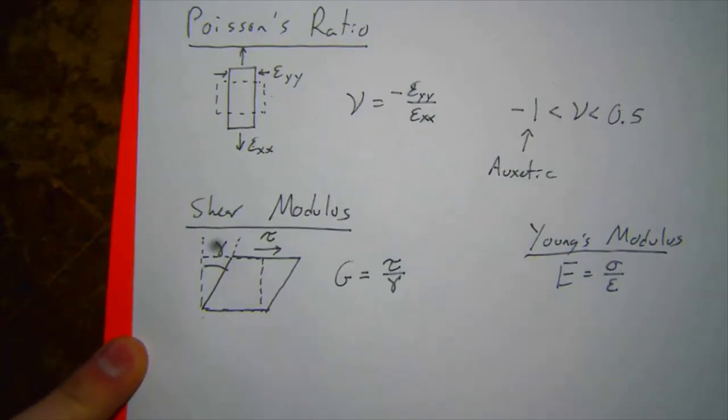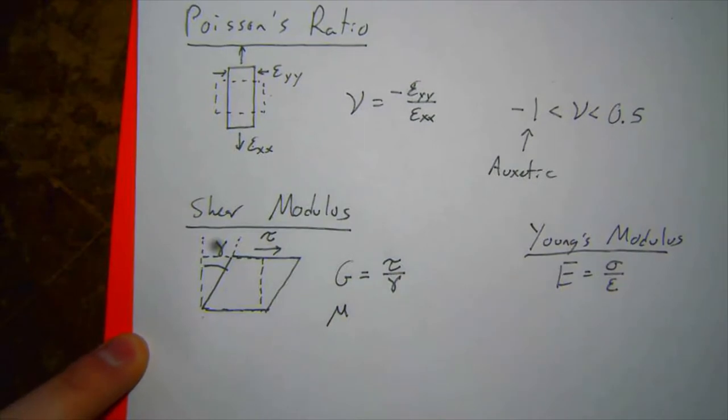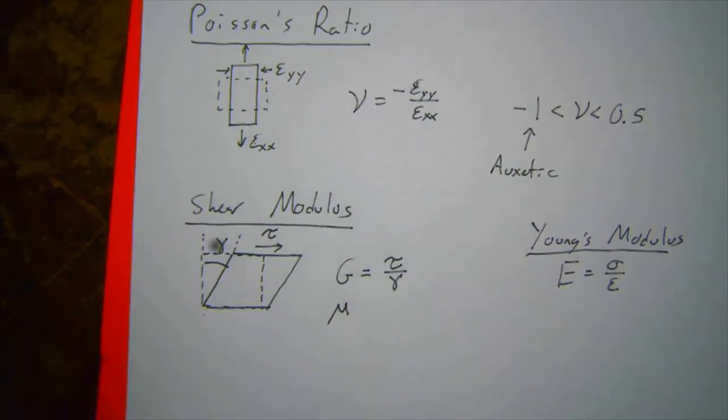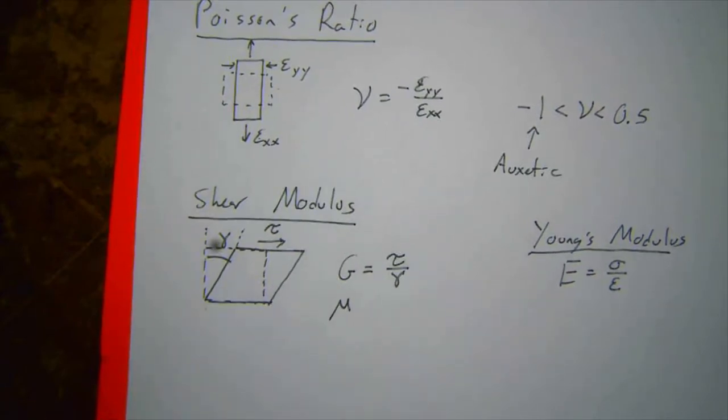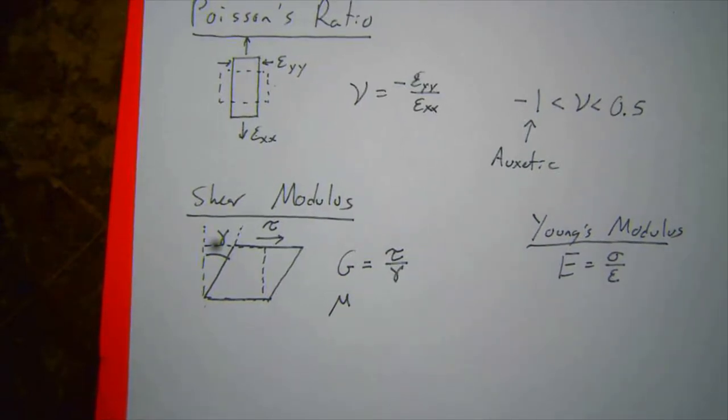Sometimes mu is used as the symbol for shear modulus. They're kind of interchangeable depending on where you look. If you see one or the other, don't freak out. They're the same thing. Is gamma a length or an angle? Angle. And remember that these are all grossly exaggerated in terms of deformation too. This is actually less than like 0.1 degrees, or less than like 0.1% strain for the uniaxial case.